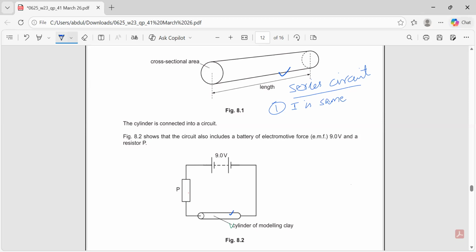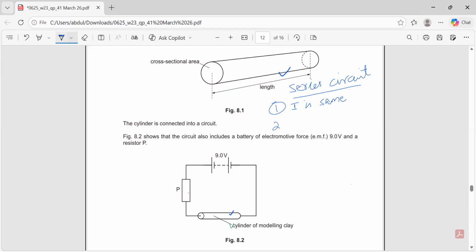Like we can say IB, current in the battery, is equal to IP, current in the resistor P, and that is equal to IMC, I mean MC for modeling clay. So current will be the same through each and every component. And when you say current, you have to say through. When you say potential difference, you say across. This is the first point.